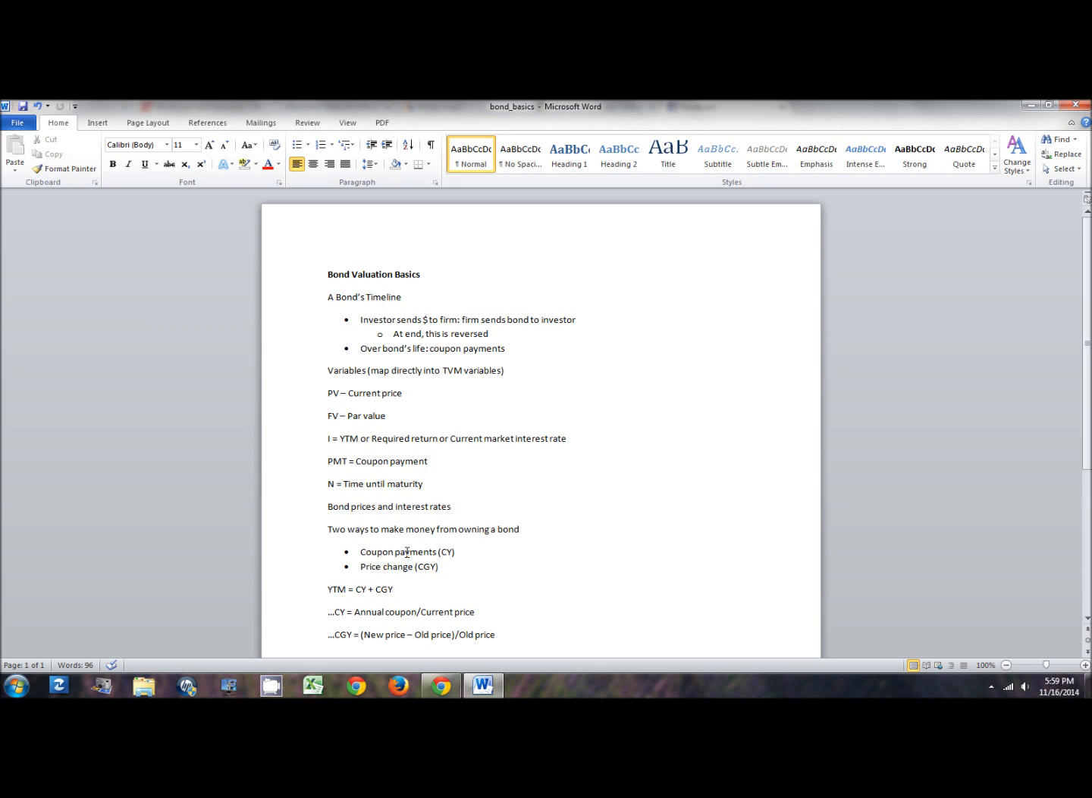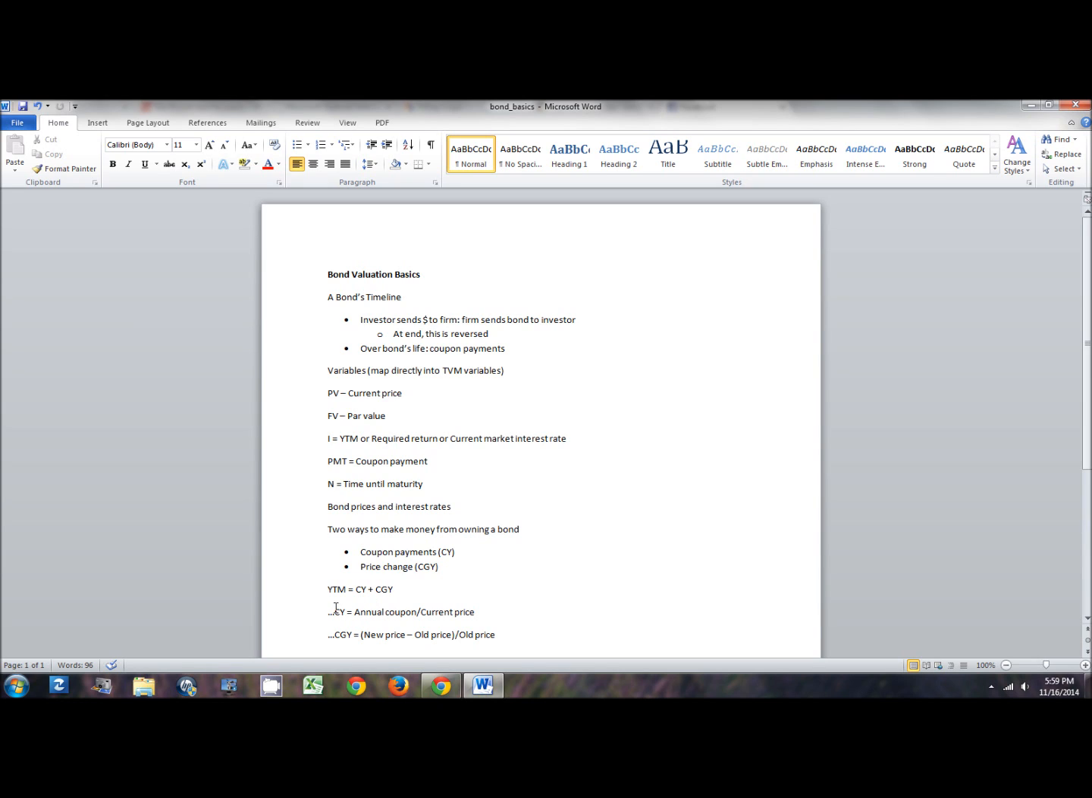So these are the two ways that you can make money from owning a bond. You can either make money through the coupon payments, or you can make money through the price change. These two components together add up to your yield to maturity, which is what we talked about in the first part of this series. Remember, this is your total return from owning the bond, right? Well, this just shows me that my total return breaks down into two separate pieces. One piece from the coupons and one piece from the price change.